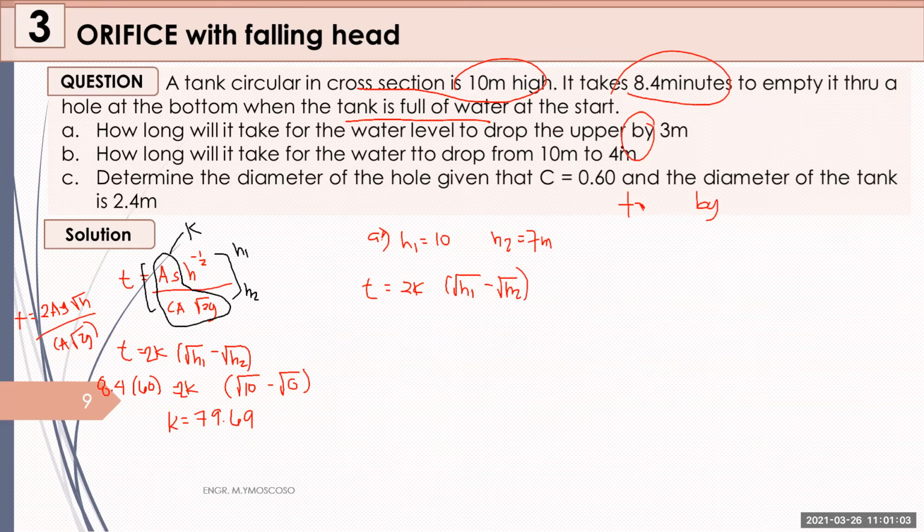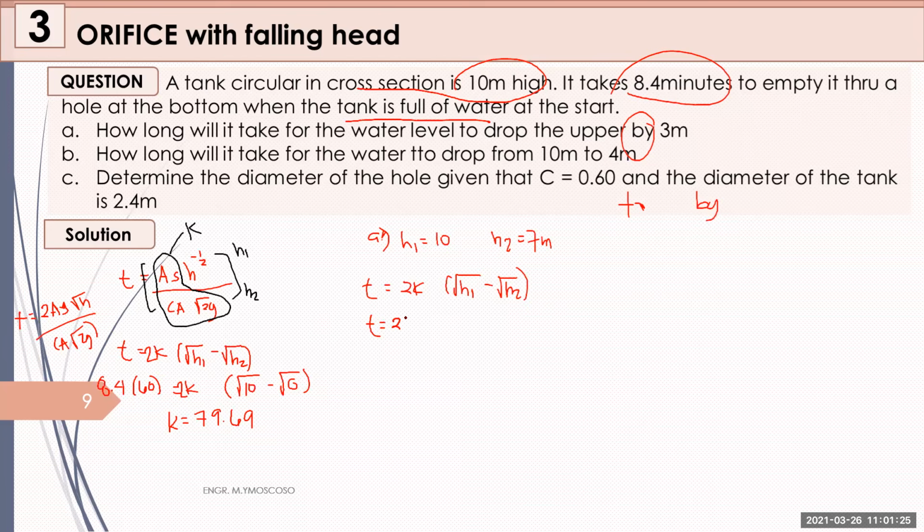Tingnan nyo tong sa letter B. Sabi nga ang drop ng tubig is 10 meters to 4 meters. Ibig sabihin, from 10, bumaba siya ng 4. For your letter A, by 10 meters, bababa siya ng 3 meters. That is why your H2 or your H sub 2 is 7 meters. Okay? So, try to solve that one.